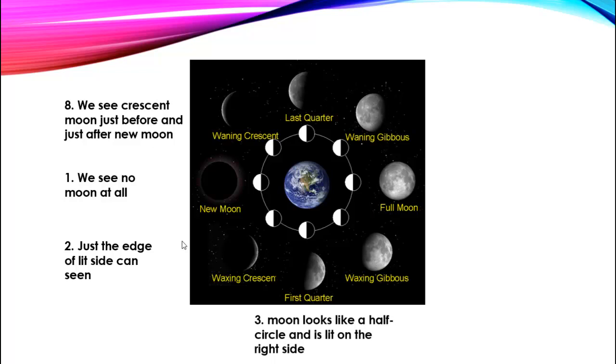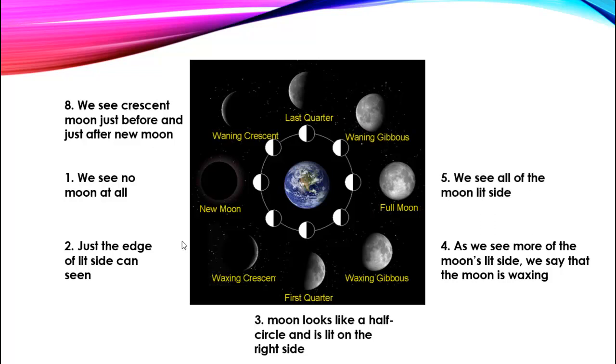Third, first quarter. A first quarter moon looks like a half circle and is lit on the right side. Fourth, waxing. As we see more of the moon's lit side, we say that the moon is waxing. Fifth, full moon. At full moon, we see all of the moon's lit side.